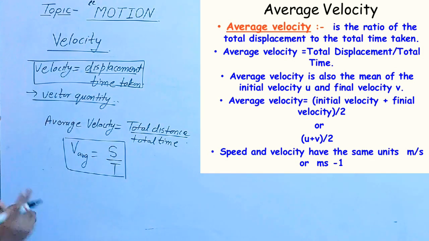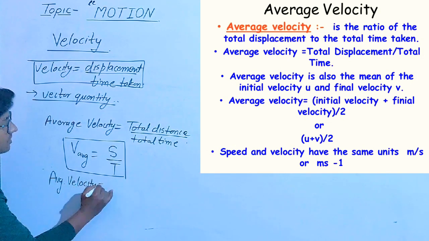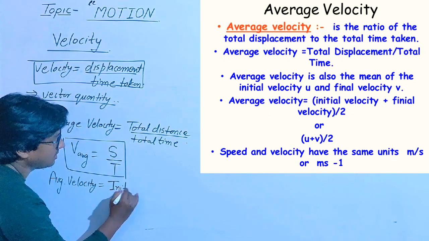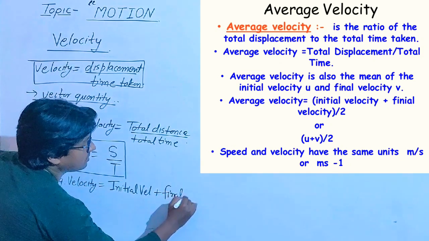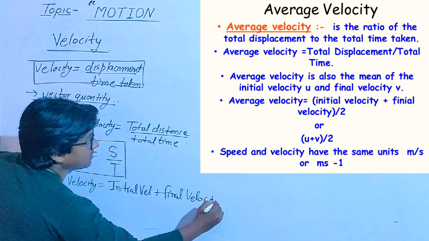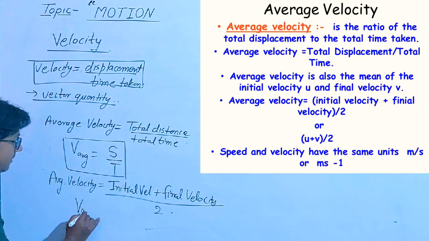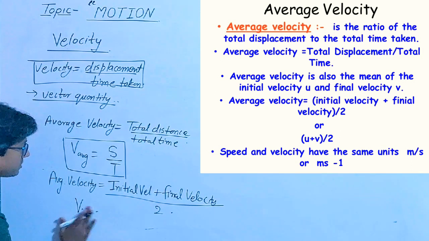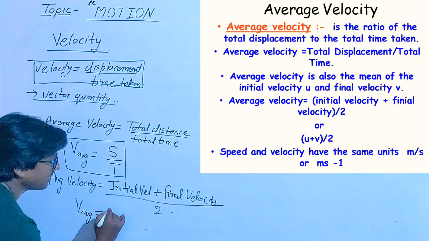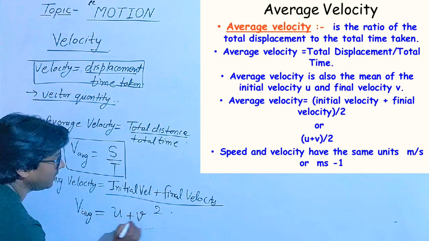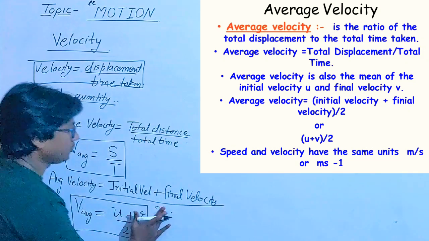But there is one more formula for the average velocity. Average velocity is also known as initial velocity plus final velocity upon 2. So the formula will be V average, means velocity average, is initial velocity, we can say u, and final velocity, we can say v, by 2. So the formula will be (v plus u) by 2.